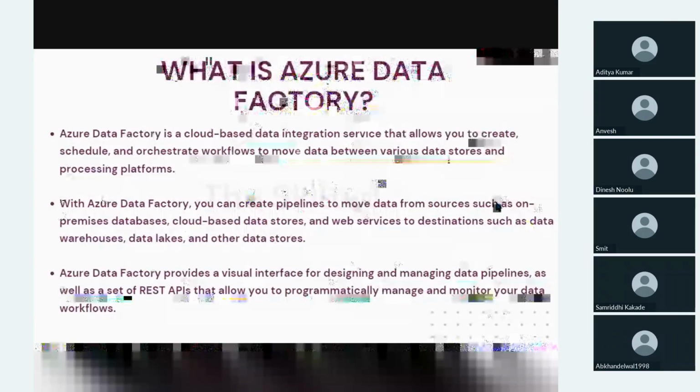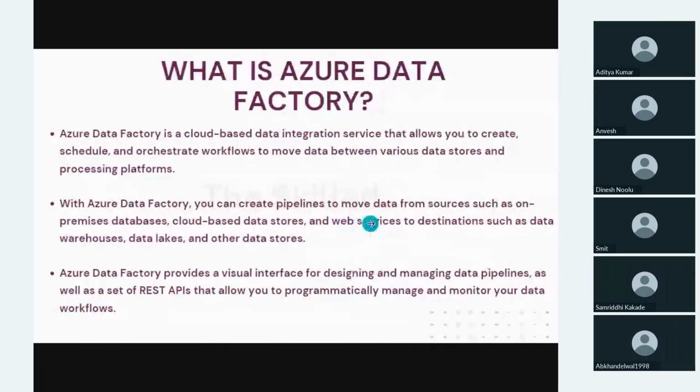So as it says, the Azure Data Factory can create pipelines to move data from one source to another. It can copy data from on-premise sources to cloud. It can copy data from cloud to cloud. So there are multiple platforms using which it can basically copy our data.